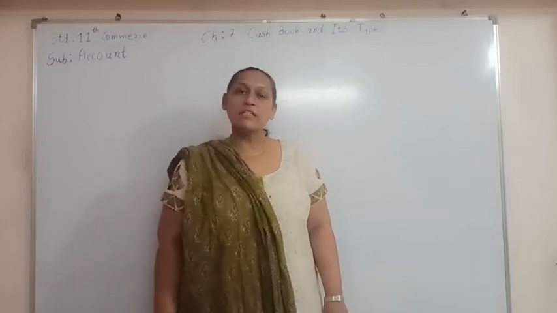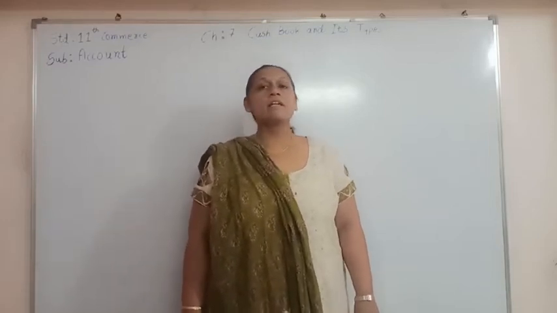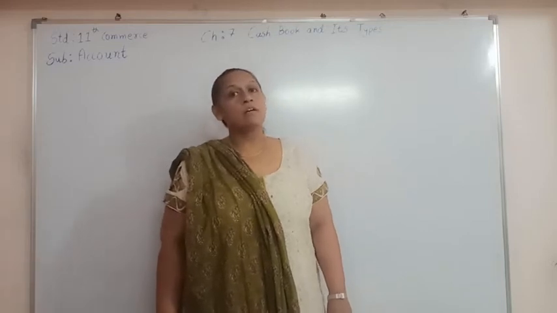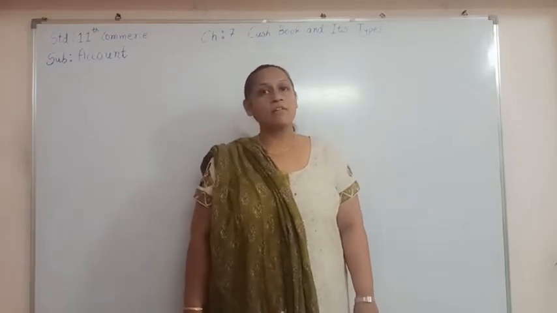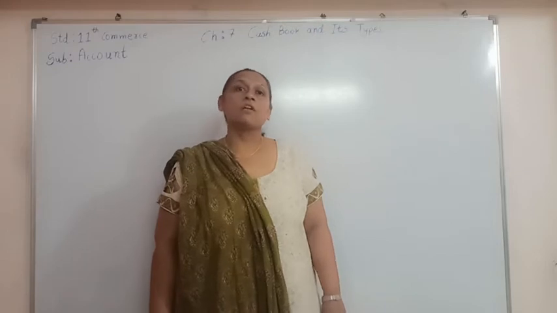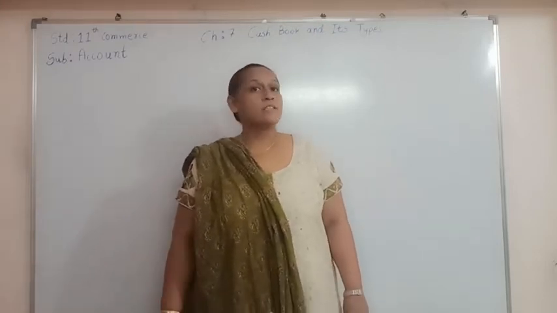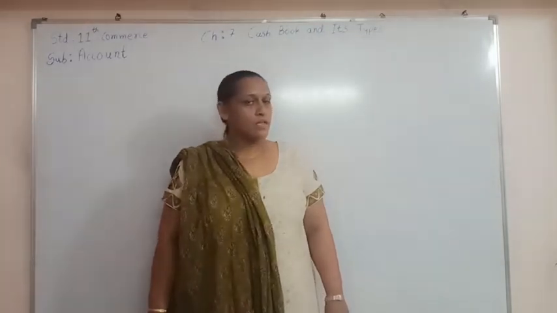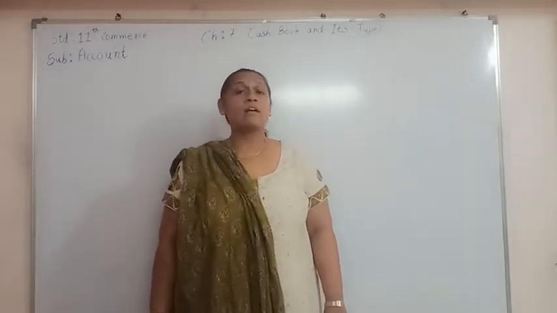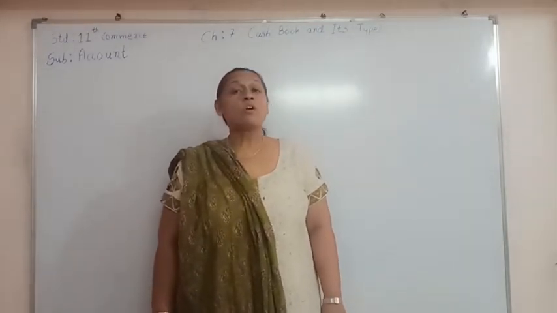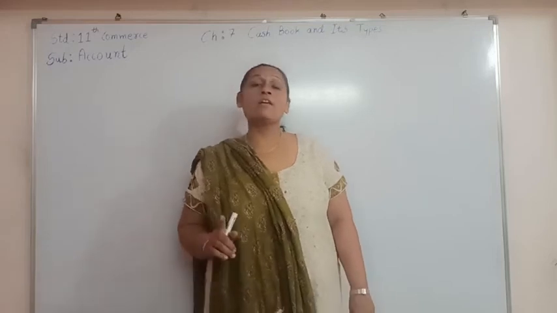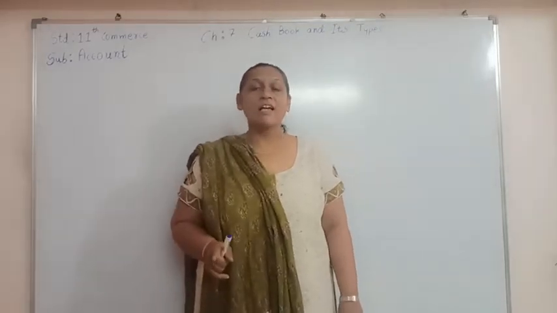We are going to see chapter number 7, that is cash book and its types, Standard 11 Commerce, Accounts subject. This is the second part of chapter 7, and the first part is already linked in the description. Today we are going to prepare a simple cash book. Here we are going to prepare only one column cash book, that is the cash column.